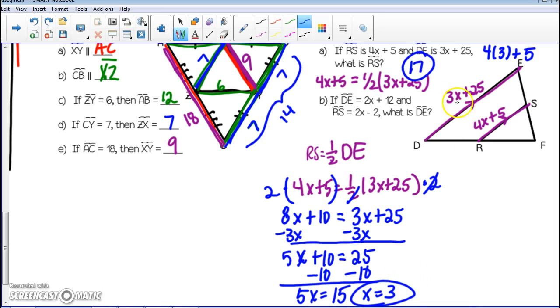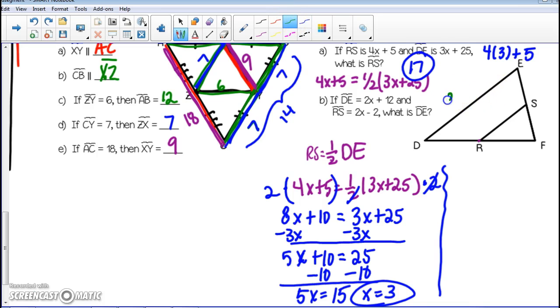We want to check our answer and make sure we're right. We can do this one. 3 times 3 is 9, plus 25 is 34. And 17 is half of 34. On the second problem, it tells us a different DE. I'm going to set it up the same type of way.